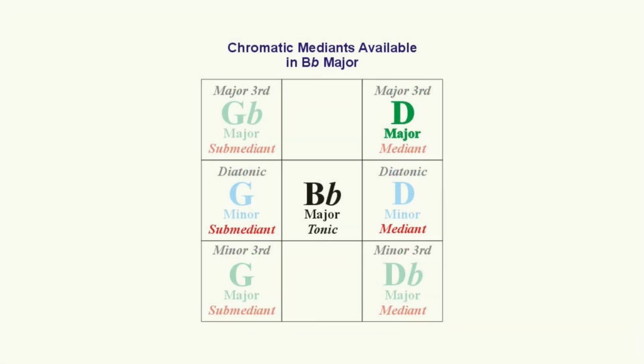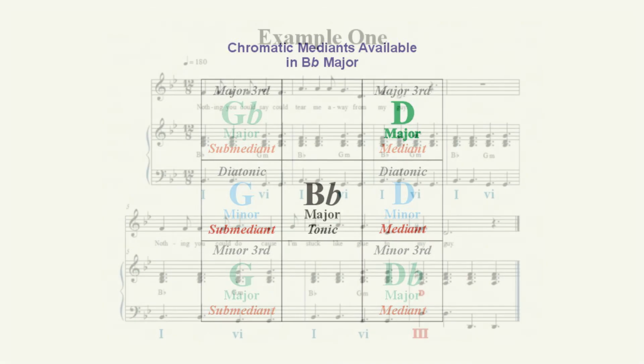This song was written in the key of B-flat major. The diatonic or naturally occurring mediant in B-flat major is a D minor triad, but the composer uses a D major triad in its place. I suspect that this is simply the chord that agreed with the music that he was hearing in his mind. I don't imagine that he knew he was using a chromatic mediant.